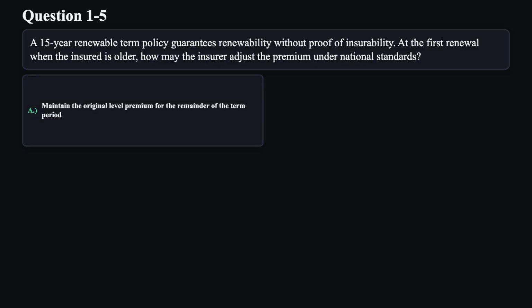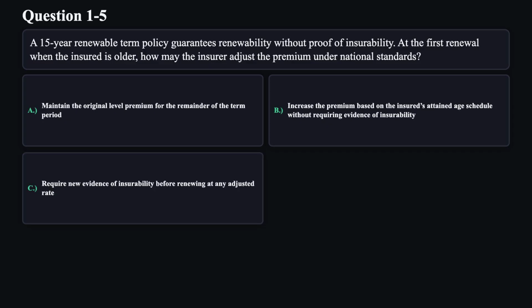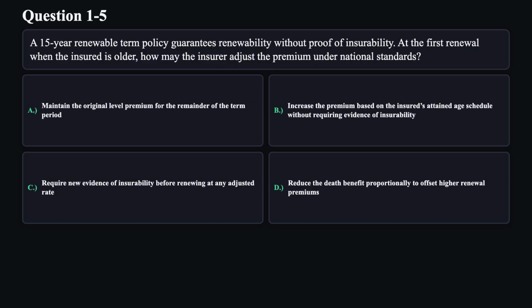A. Maintain the original level premium for the remainder of the term period. B. Increase the premium based on the insured's attained age schedule without requiring evidence of insurability. C. Require new evidence of insurability before renewing at any adjusted rate. D. Reduce the death benefit proportionally to offset higher renewal premiums.